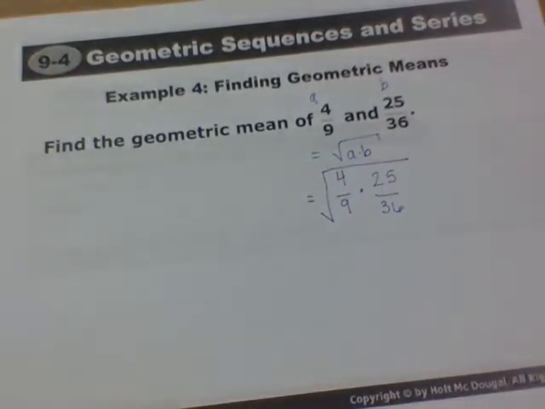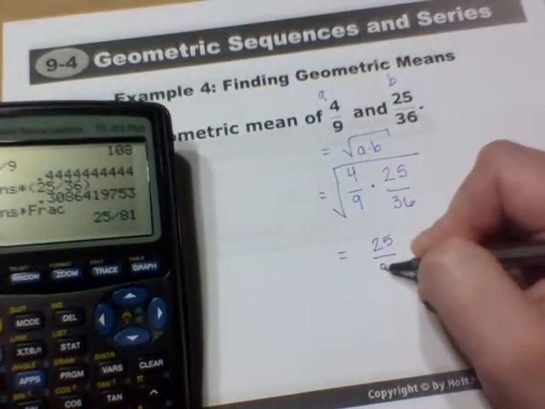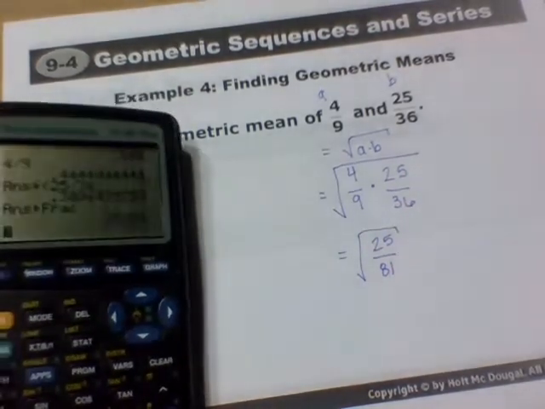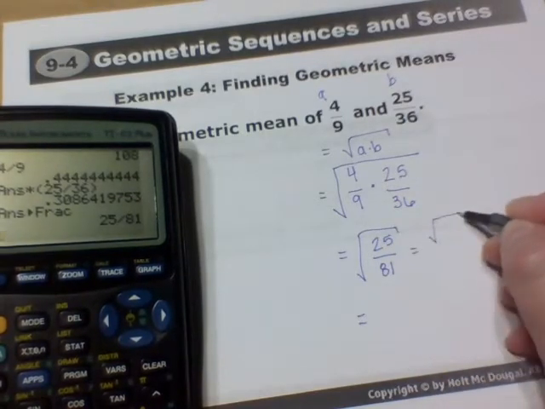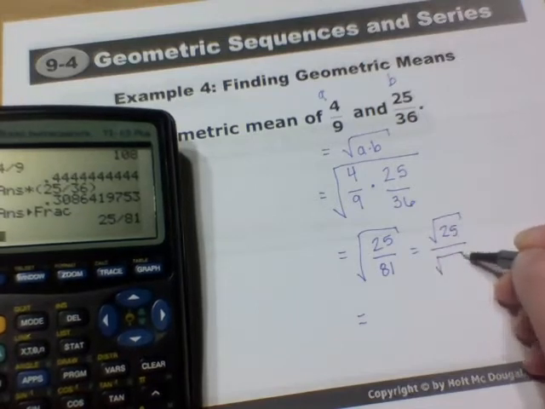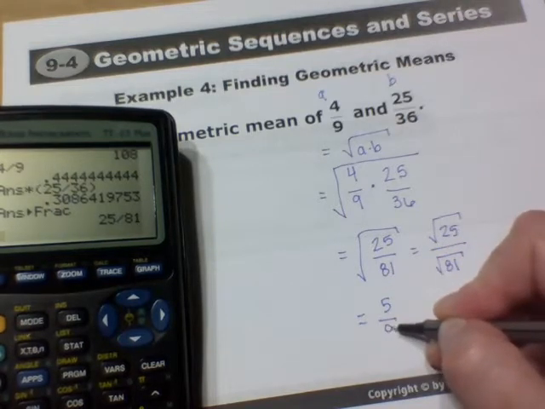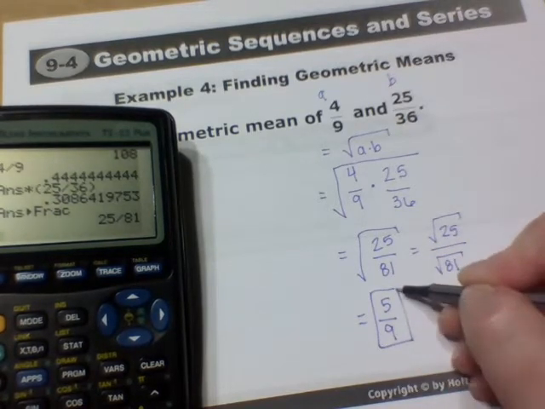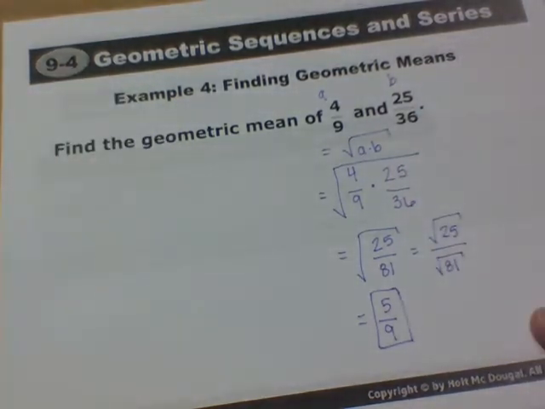So once we multiply these, we're going to get 4/9 times 25/36, and so we get a fraction of 25/81, which I don't necessarily need a calculator to square root because this is actually the same as the square root of 25 over the square root of 81. And hopefully we know that the square root of 25 is 5 and the square root of 81 is 9. So the middle term between 4/9 and 25/36 would have been 5/9 if we were doing a sequence.